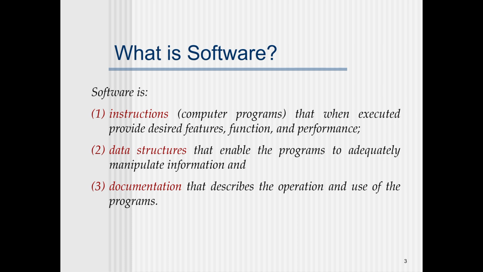For example, an algorithm is considered a step-by-step sequence of finite instructions. When we consider instructions, it is a computer program that, when executed, provides some desired features, functions, and performance. It also aligns with the data structure. So what is a data structure? A data structure is a way of organizing and storing data in a computer. In what format we store and access the data in a computer, the study of that is what we call data structures. Data structures also play a huge role in enabling programs to adequately manipulate information, and documentation describes the operation and use of the programs.